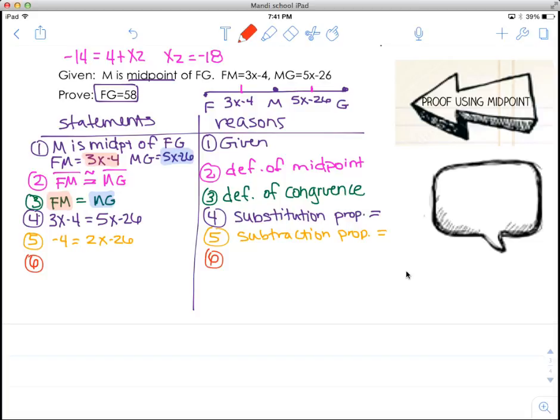Now I'm going to have to add 26 to both sides. So that leaves me with 22 equals 2x. So that is the addition property of equality. Remember, we can abbreviate addition because it can't get confused with substitution and subtraction. All right, so step number 7, we're going to divide both sides by 2. So 11 equals x. That is the division property of equality.